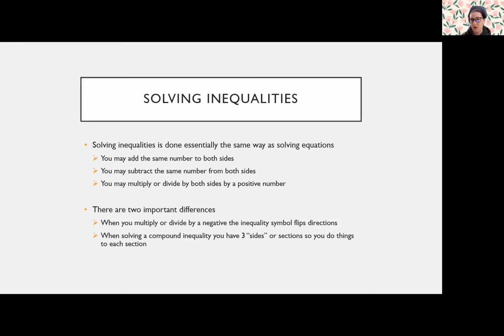And then the second thing is when you have a compound inequality where you have 2 symbols, instead of 2 sides, you now have 3 different sections. And so it's still like whatever you do on the left, you do on the right. Here you do it on the left, the middle, and the right. So it's still the same process. It's just that you've got 3 places where it's happening instead of 2.